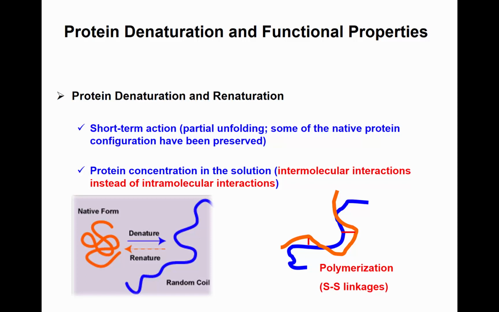Because when the protein opens up, it exposes its hydrophobic residues to the water, and these hydrophobic residues hate water. It's like, I don't want to be exposed to water. So they search for another entity that is hydrophobic. Another protein adjacent to it has its groups exposed, so they come together and interact. That's how polymerization occurs. And once strong interaction occurs, including disulfide linkages, this becomes irreversible.